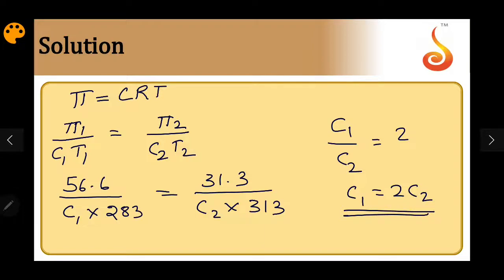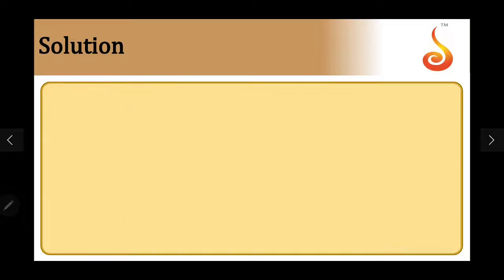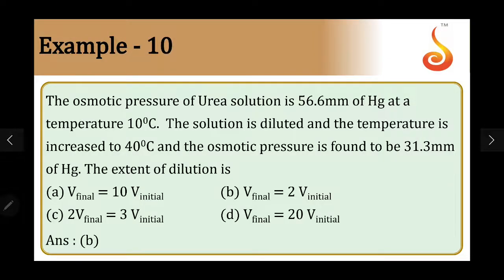That means concentration of initial is double the concentration of the final, means volume is double in the second stage compared to first stage. So I can write V2 is equal to 2 times V1. So the volume is doubled. The dilution is by half. The concentration is reduced by half. So answer should be V final is equal to 2V initial, answer B.